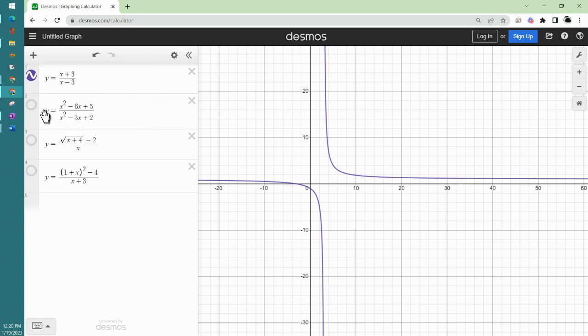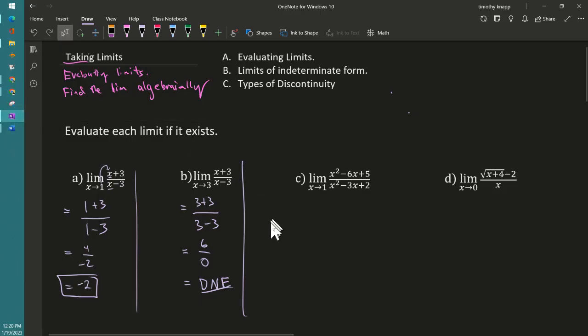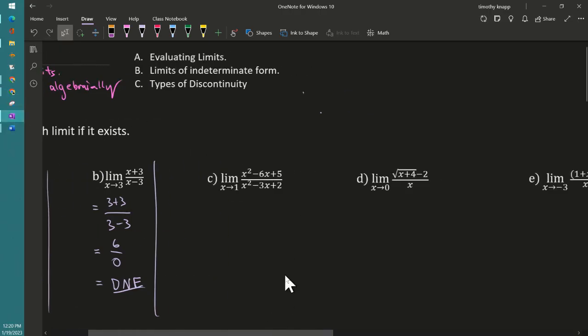Okay? Now we've got a couple more functions that we'll take a look at. So for example, this one. So again, you're just going to take the number, plug it in, and see what happens.